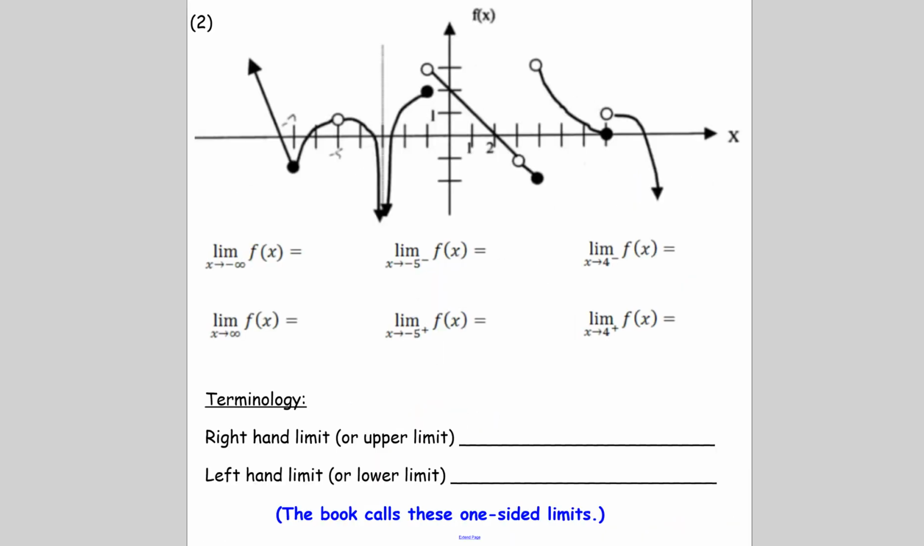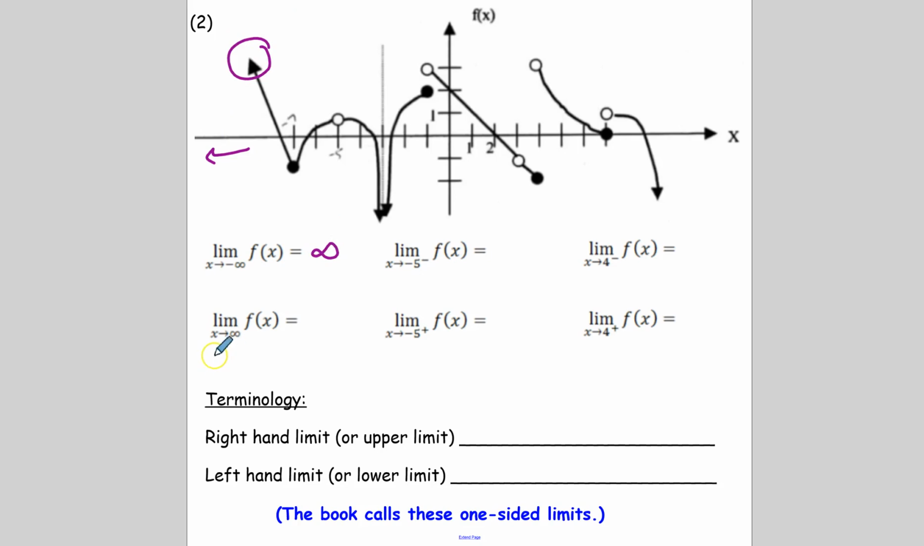Here's another one. Notice that this graph also has some holes in it and some jumps. So we're going to go ahead and evaluate some limits, starting with the limit of f of x as x approaches -infinity. So once again, we're going this way with x. What are the y values doing? Well, it looks like they're just going up, so it looks like they're going up toward infinity.